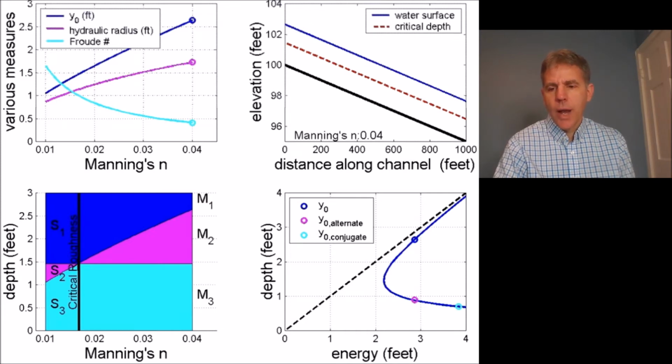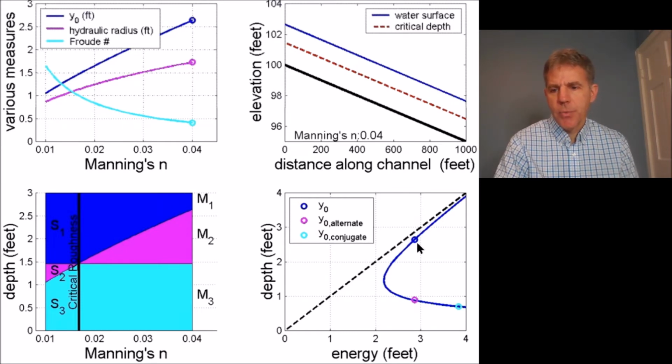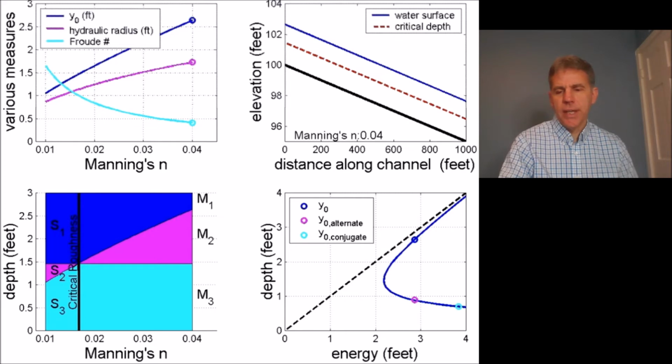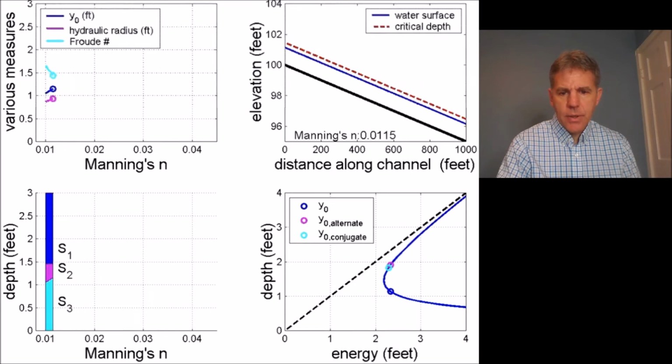Finally, in the lower right, we see an energy-depth or E-y diagram, and three depths are plotted: the normal depth with the blue circle, the alternate depth, so the same energy depth, is shown in magenta, and then the conjugate to the normal depth is shown in cyan. And we'll see that these depths dance around the E-y curve as the animation unfolds. So let's back this up to the start and let this thing go.